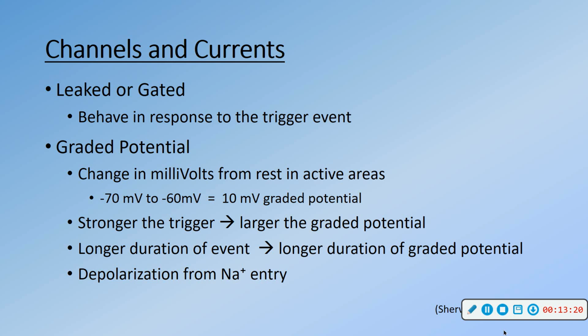So, examples of what can be a triggering event. Sometimes there can be a change in the voltage across your membrane. There are actually four different types of gated channels. You have a voltage gated channel, a chemically gated, a mechanically gated, or even a thermally gated channel.